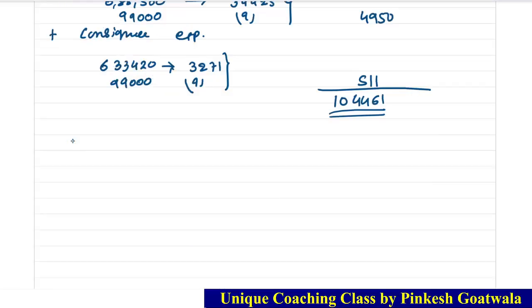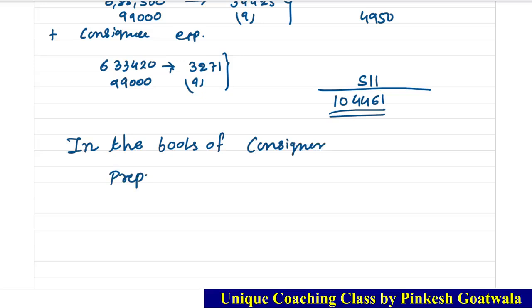Normally in the exam or in the books, the question asks: in the books of consignor, prepare consignment account and consignee account. Normally this is what is asked. If you check the book, almost every question is the same, and we have solved this type of question in every video of this chapter. But sometimes, in rare cases, they ask this point also.